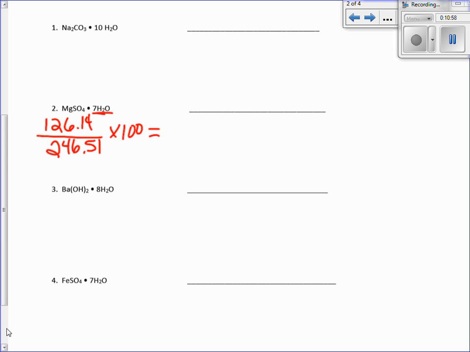Now for the other ones on here, though, you have to actually go calculate them because they weren't on the previous page, okay? So this ends up being 51.2% water, okay? So I would like you to try one of the other ones, see how you do, adding it up. Now it's always the mass of the water divided by the mass of the entire compound times 100 will give you its percent.